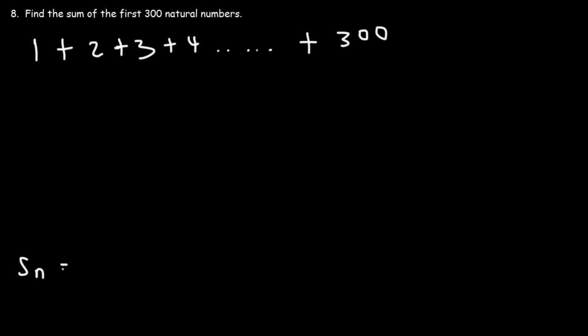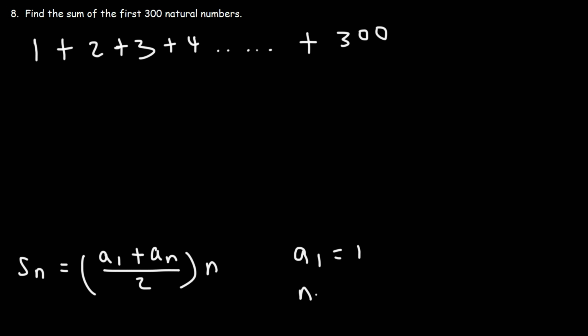So to find the sum of a partial series, we need to use this equation: S sub n is equal to (a sub 1 plus a sub n) over 2, times n. Now let's write down what we know. We know that a sub 1, the first term, is 1. We know n is 300.